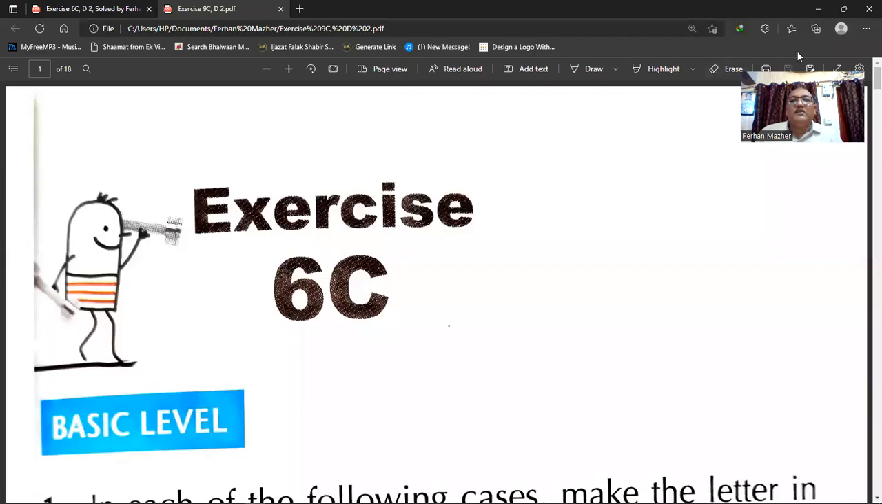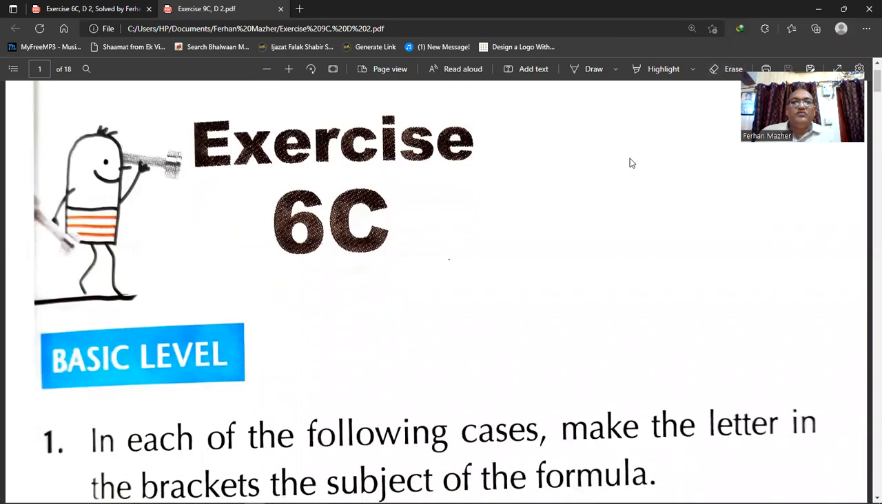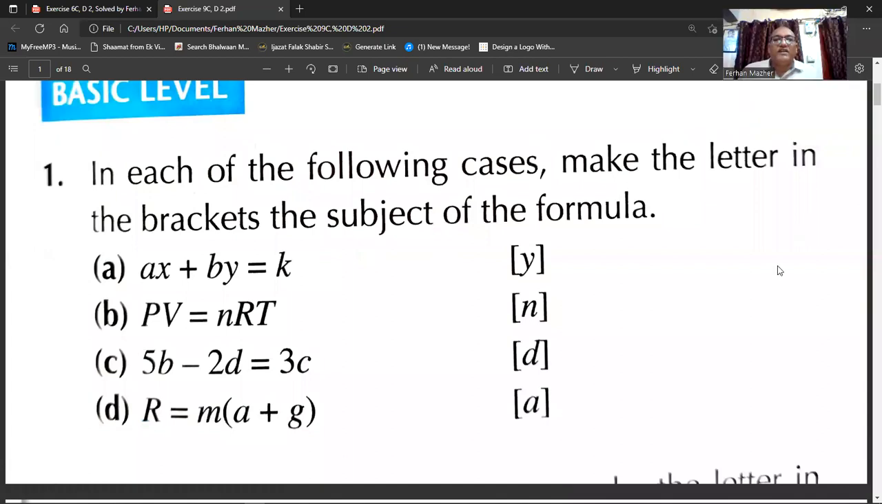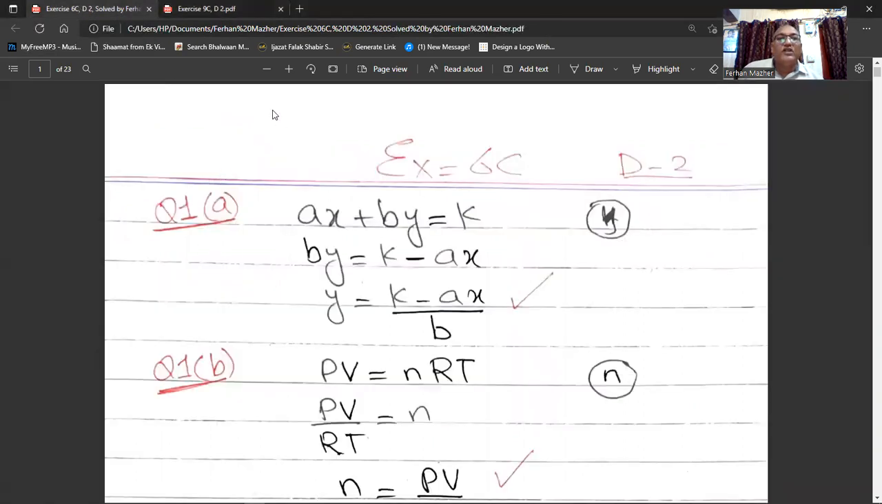Exercise 6C from the book D2 is showing up on your screen. The first question says, in each of the following cases, make the letter in the brackets the subject of the formula. In the first part, we have to make y the subject of the formula. The equation is ax plus by equals k. When you make the subject of the formula, you basically bring that alphabet, for example here it is y, on one side of the equation and make it alone.